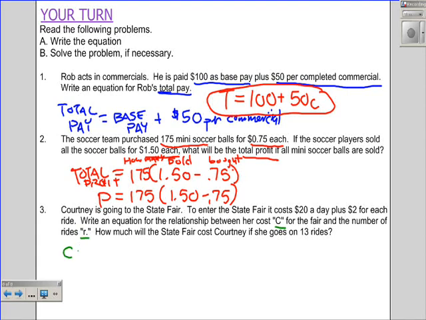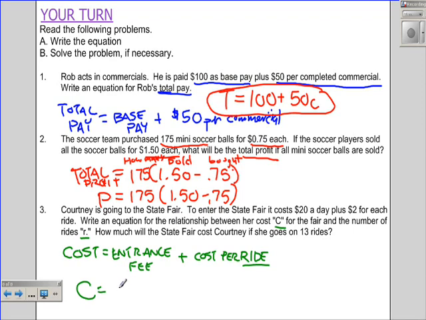So we're saying that the cost is going to equal the entrance fee. What's the cost to get in? Plus the cost per ride. And we don't know how many rides she goes on, so that's going to be a variable there. So the cost is equal to the entrance fee, $20, plus how much per ride? $2 per ride. So there's our equation.